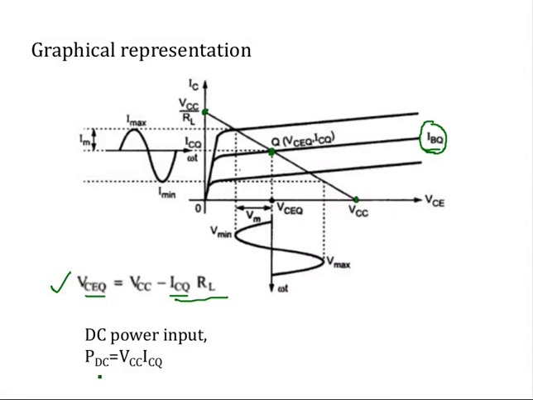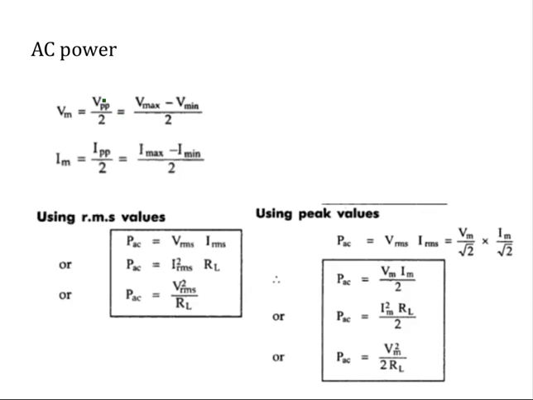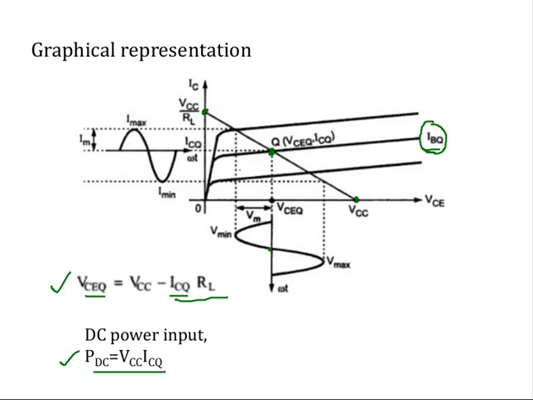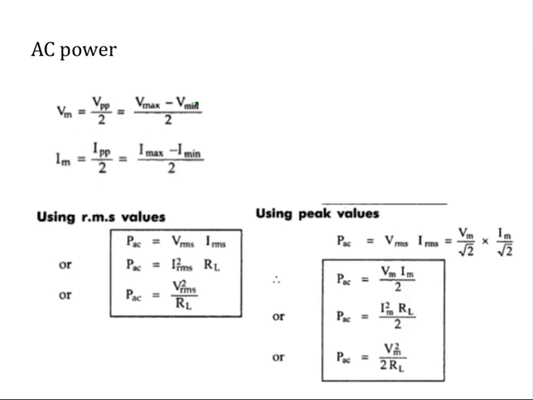You can see the DC power input PDC equal to VCC into ICQ. This is the DC power input. Now let's see what the AC power is. For that you have Vm equal to Vpp by 2. From this previous figure you can see the peak to peak value is from V minimum to V maximum. So the maximum value of VCE is Vm. Now Vm is Vpp by 2, or Vmax minus Vmin by 2. Similarly, Im is Ipp by 2, or Imax minus Imin by 2.